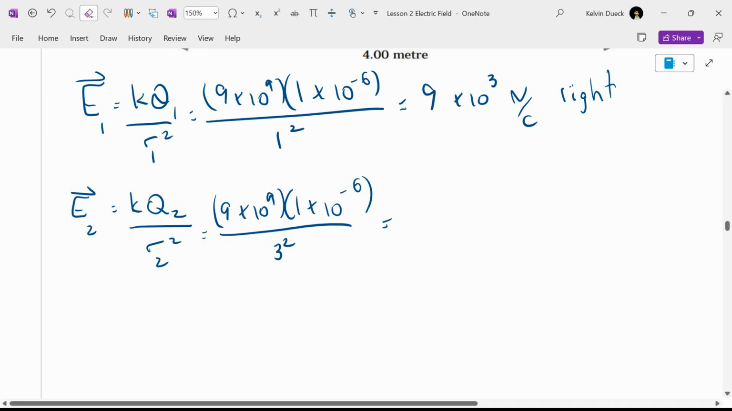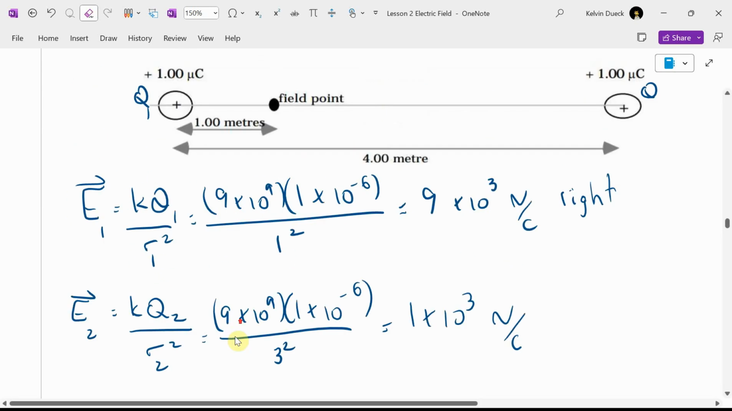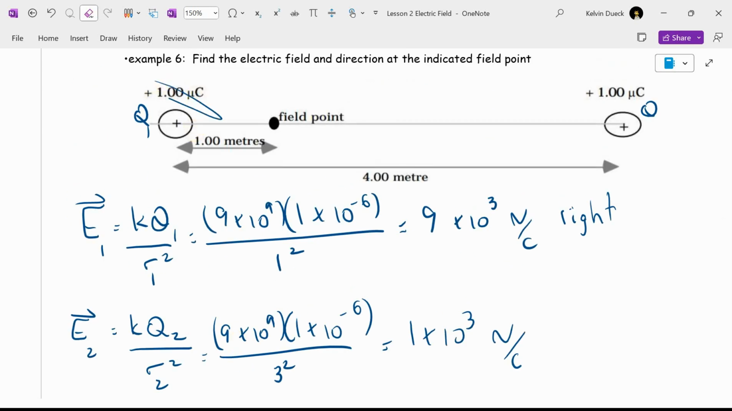You don't need a calculator here either, because what's 9 times 1 divided by 9? And then it's just 10 to the ninth times 10 to the negative 6. It's 1 times 10 to the 3 newtons per coulomb. You didn't need to use a calculator for those at all, did you? Direction. Pretend this guy isn't part of the question at all. Which way would a positive sitting right there move because of Q2?